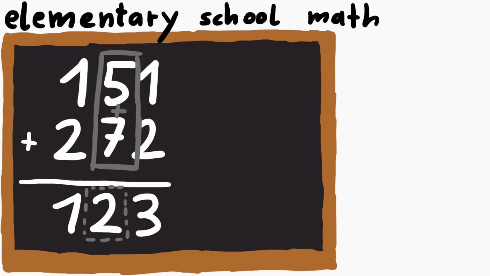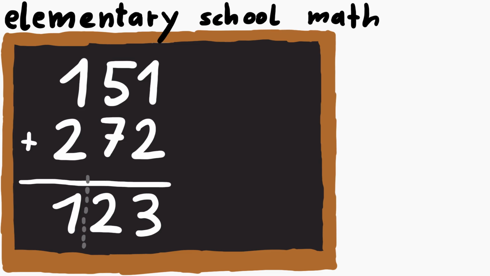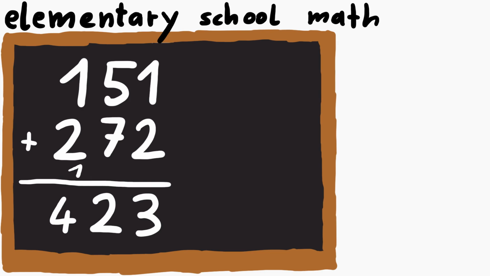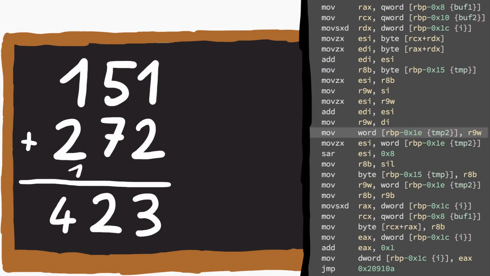So that is more than a digit. So you know what you have to do? You have to cut it off here. Take the 1 as a carry, remember it for the next round, and just keep the 2. Then comes the last digit. 1 plus 2 is 3, but we also have a carry of 1, so we add 1 and the result is 4. 423.